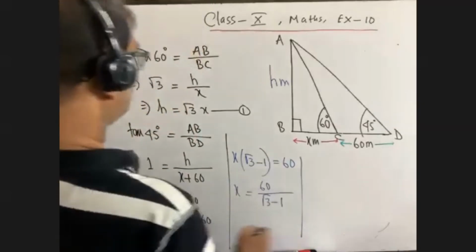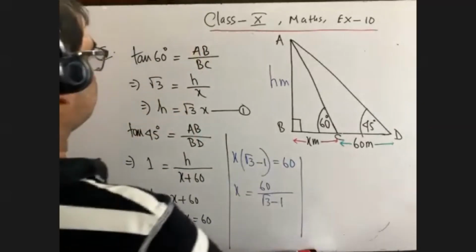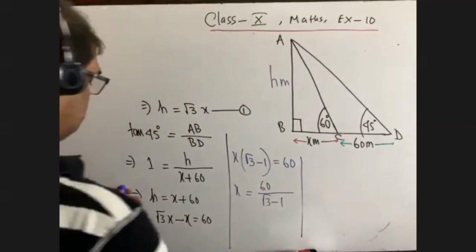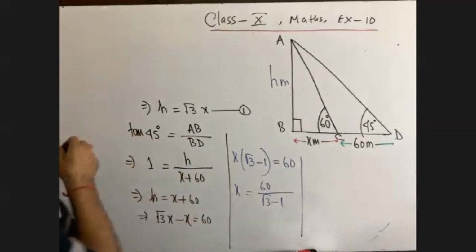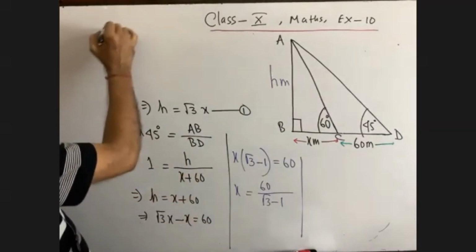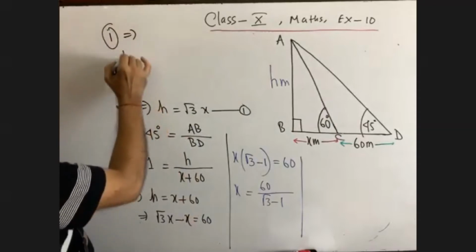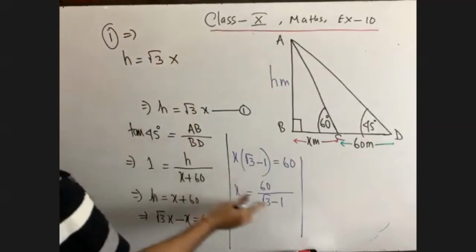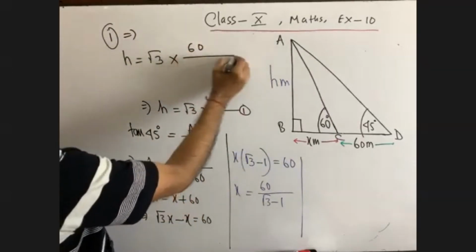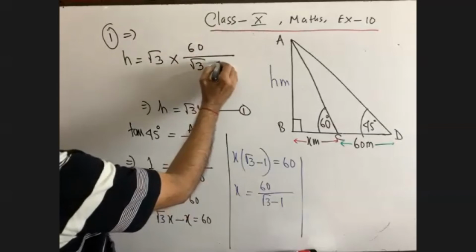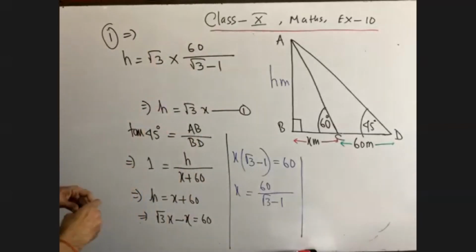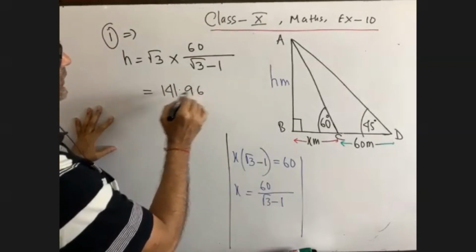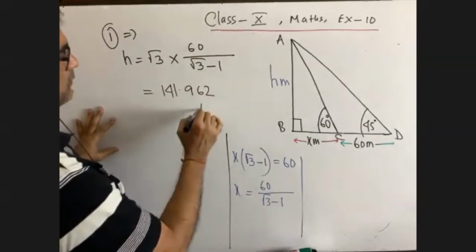Now, you put this value in equation 1. So write down, from 1 it implies that a is equal to what? Root over 3x. x is 60 by root 3 minus 1. Use the calculator. 141.9615, approximately.